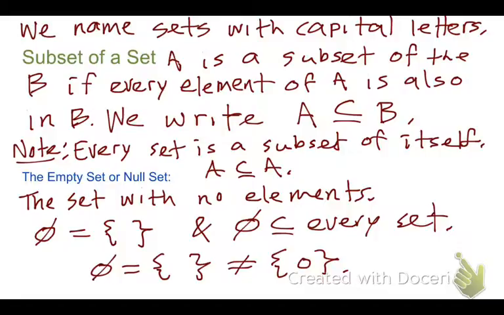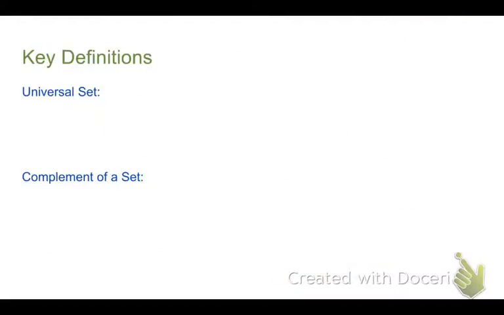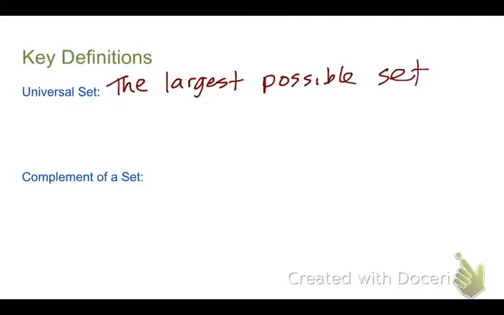Also remember to write everything that I have written, please. The universal set is the largest possible set. So it is the set with everything in it. All other sets are subsets of the universal set.